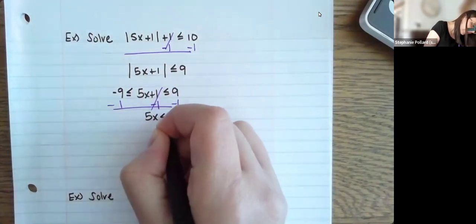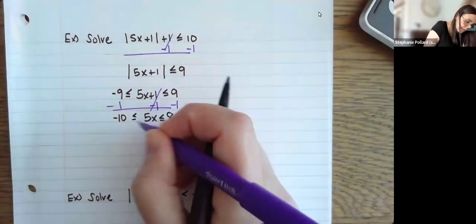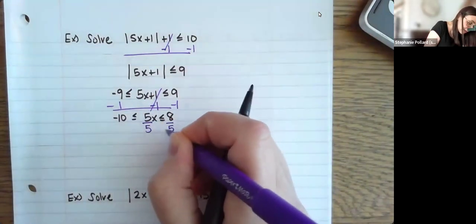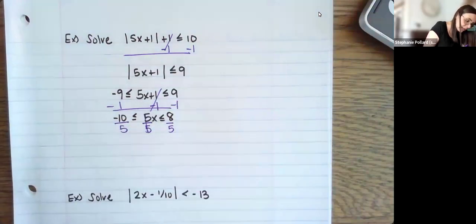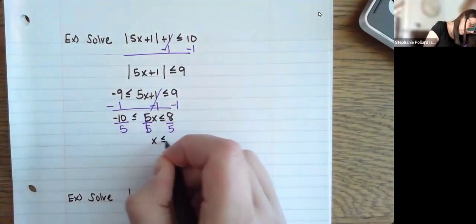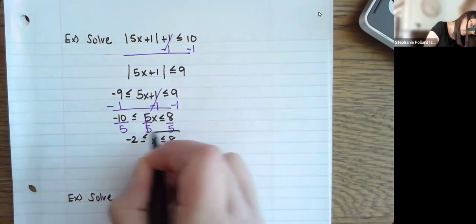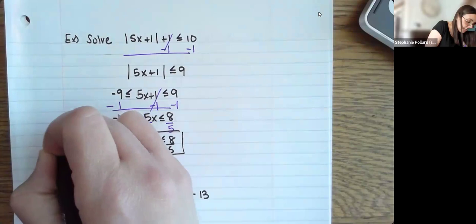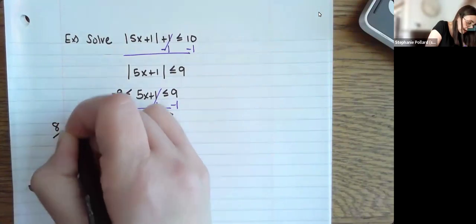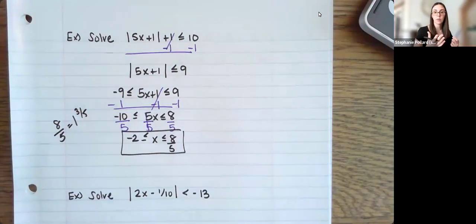5x is less than or equal to 8, is less than or equal to -10. I divide by 5. We're dividing by a positive, so there's no need to change the direction of the signs here. And I have 8/5 on the right side and a -2 on the left. Now, 8/5 is the same as 1 and 3/5. So again, that just helps with graphing.